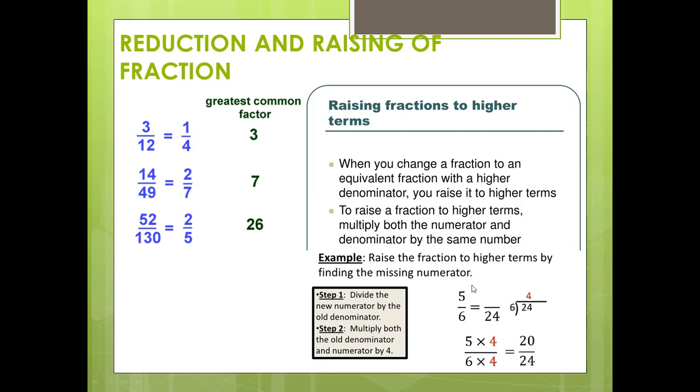So let's multiply 4 to our numerator 5 and denominator 6. So 5 multiplied by 4 is equal to 20, and 6 multiplied by 4 is equal to 24. Now our missing numerator, or the higher terms for 5 over 6, is 20 over 24. So that is our answer.